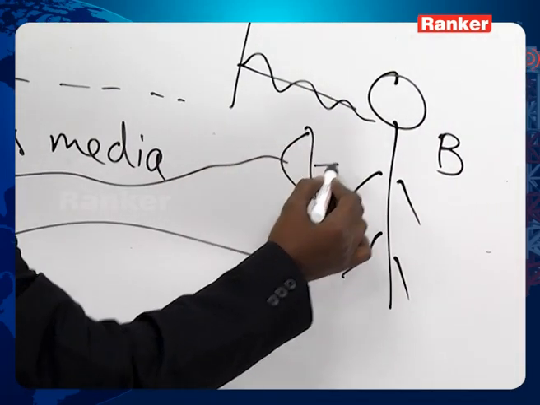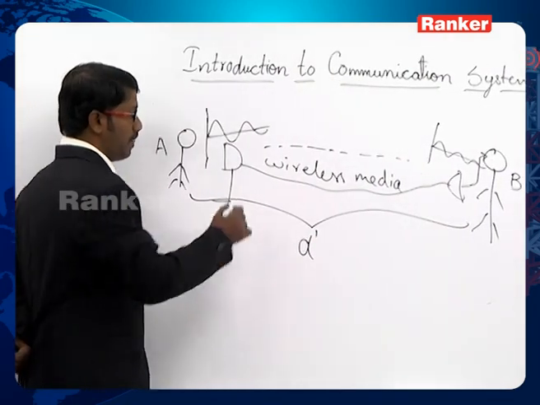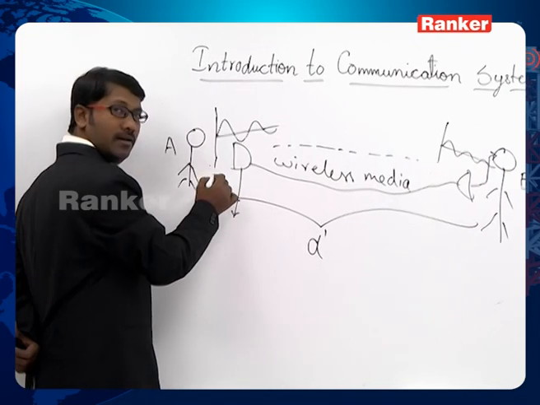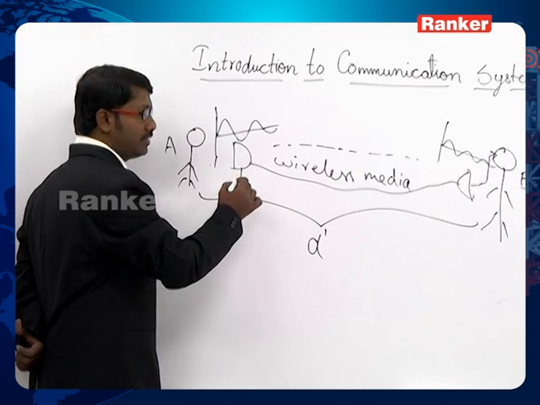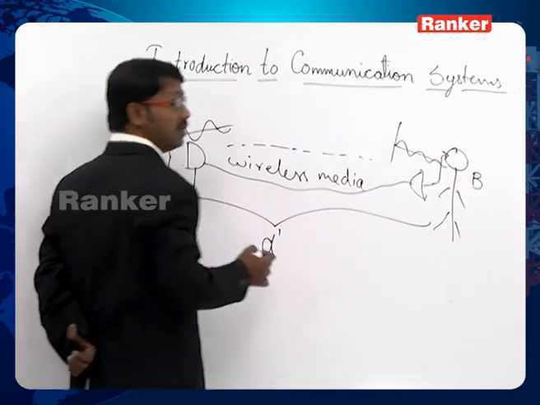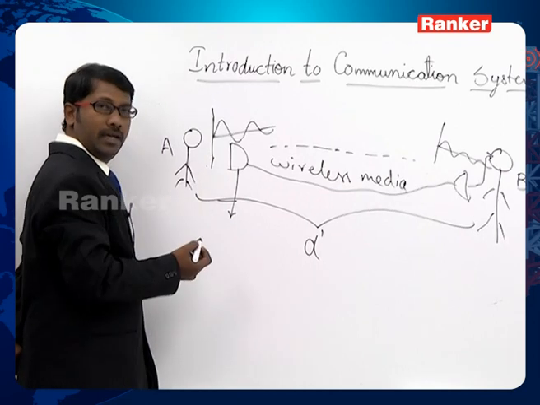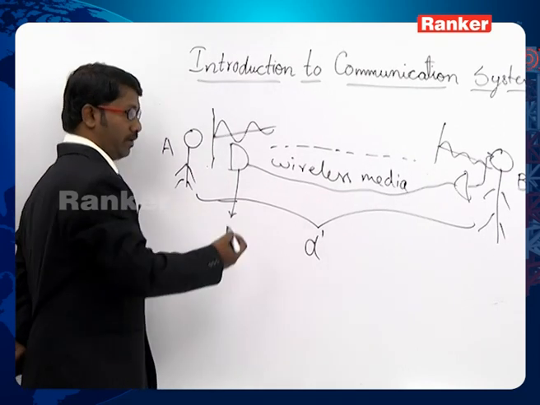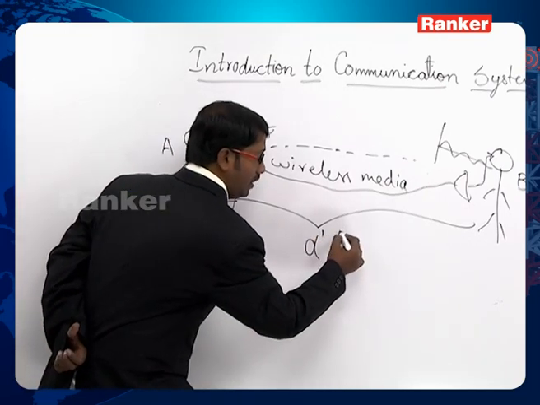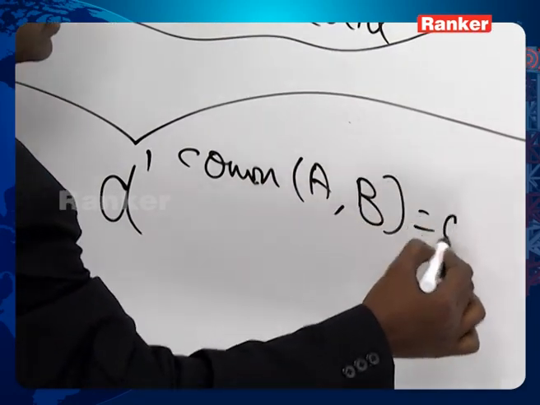I'll have another transducer attached to the ears of the receiver. The signal emanated here is converted into an electrical signal which passes through this wire media, and now B is able to hear the voice from A in a better way than before, as the distance was increasing. I would call this communication between A and B wired, with a distance of D dash.